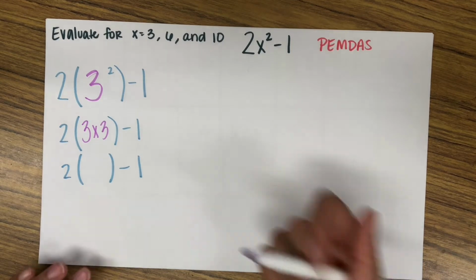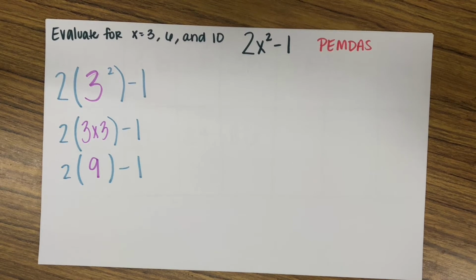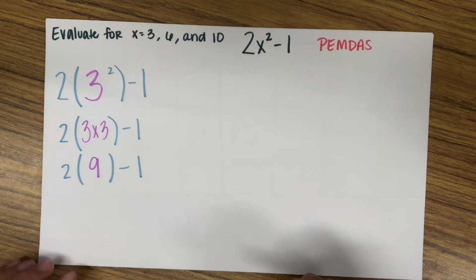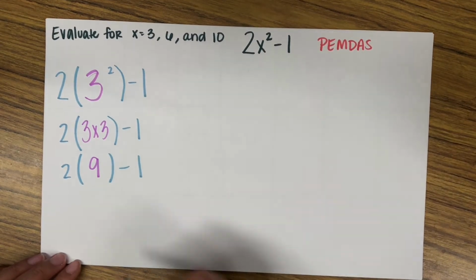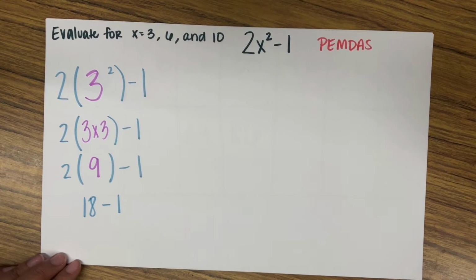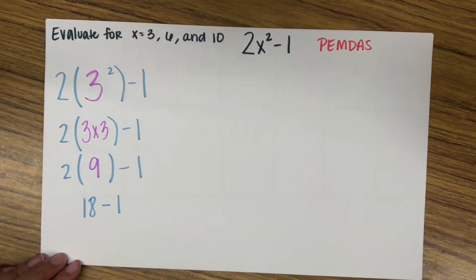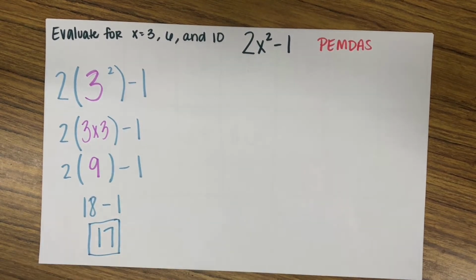3 times 3 is equal to 9. I can next do 2 times 9. That would be the next order, multiplication or division. 2 times 9 is 18. And my last operation, which also happens to be the last one for PEMDAS, subtraction. 18 minus 1 is 17. So in my first purple box, I would be writing 17.